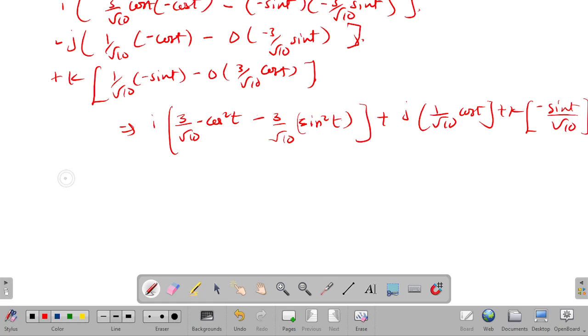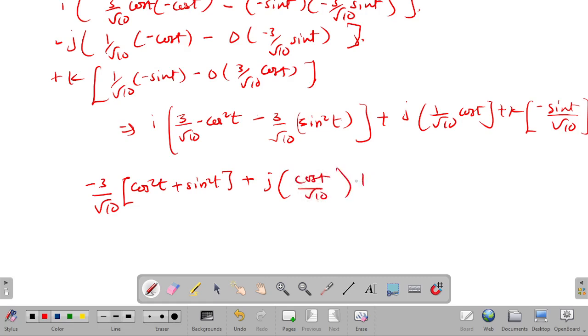Is there any further simplification we can do to this? I have my negative cos squared and sine squared, so let me factorize negative 3 over root 10 out. I'll have cos squared t plus sine squared t, plus j cos t over root 10, then minus k sine t over root 10. Since cos squared plus sine squared is 1, the binormal vector gives negative 3 over root 10 as the first component. Then the j component is cos t over root 10, and the k component is negative sine t over root 10.